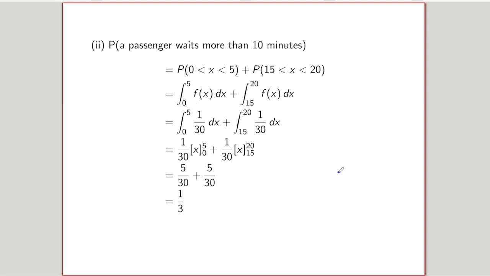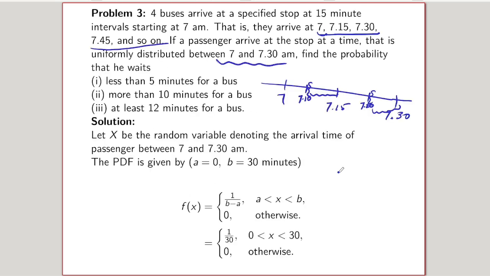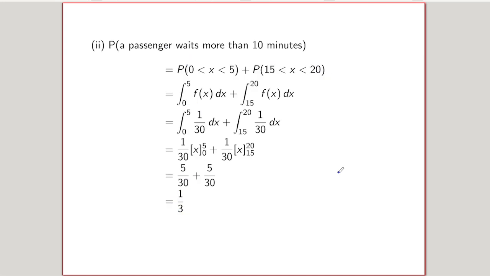See the next one. What's the probability that a passenger has to wait for more than 10 minutes? If we are dealing with more than 10 minutes, then he must have arrived between 7 and 7:05, and also between 7:15 and 7:20. Then only he'll be waiting more than 10 minutes for the next buses at 7:15 and 7:30. So the limit is from 0 to 5 and 15 to 20. The difference is the same, so we'll be getting the answer 1/3.